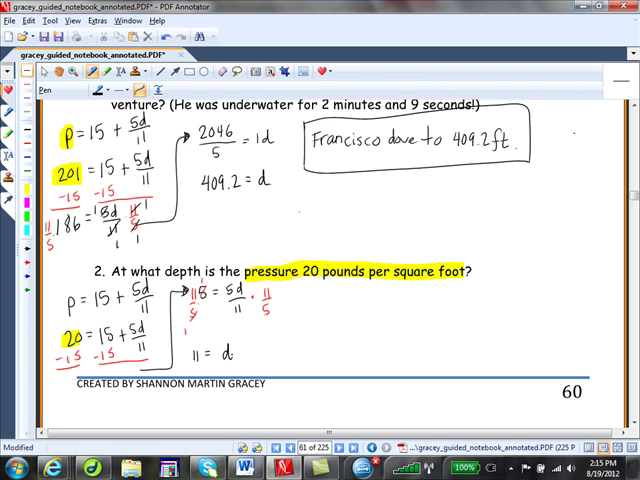And let's just double check our work. I think everything is looking good here. Perfect. And put our conclusion at a depth of 11 feet, the pressure is 20 pounds per square foot.